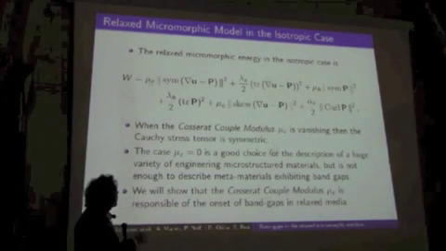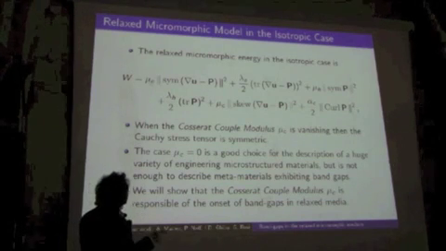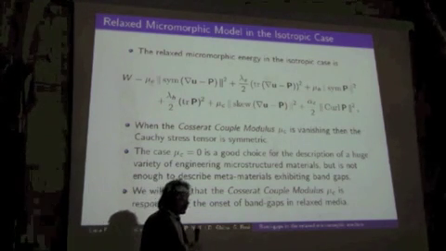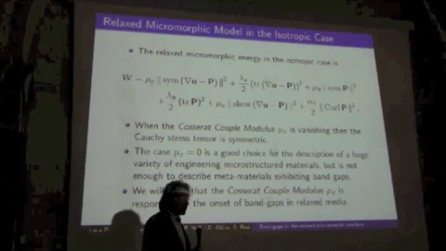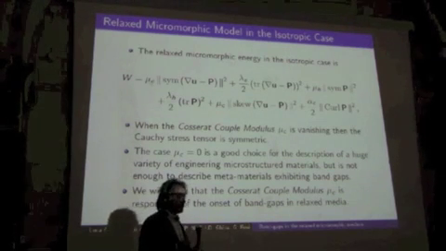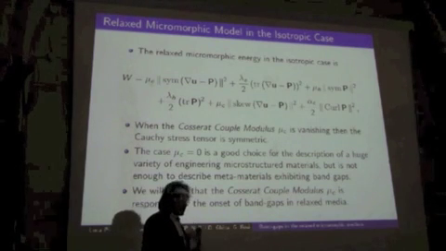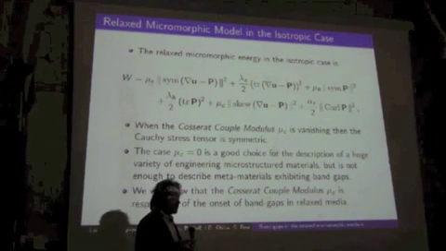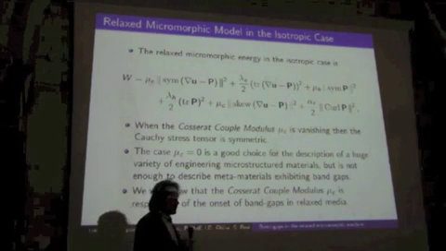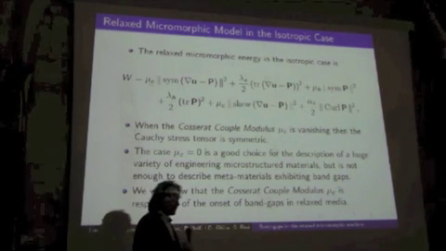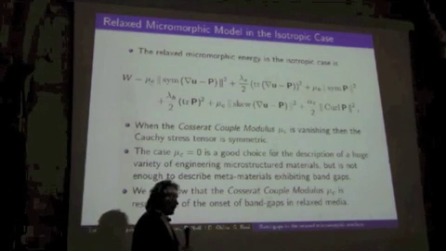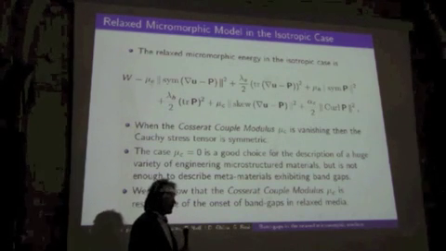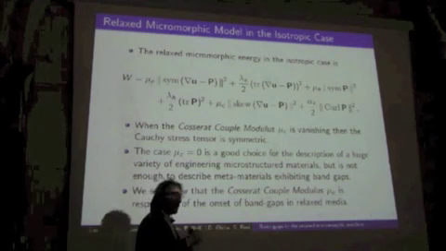For the isotropic case, the energy can be written in this way. We can say that when the Cosserat couple modulus mu c is vanishing, then the Cauchy stress tensor is symmetric. In this case, this is a good choice for the description of a huge variety of engineering microstructured materials, but it is not enough to describe those metamaterials that exhibit band gaps. And we will show now that the Cosserat couple modulus mu c is responsible for the onset of band gaps in this relaxed media.